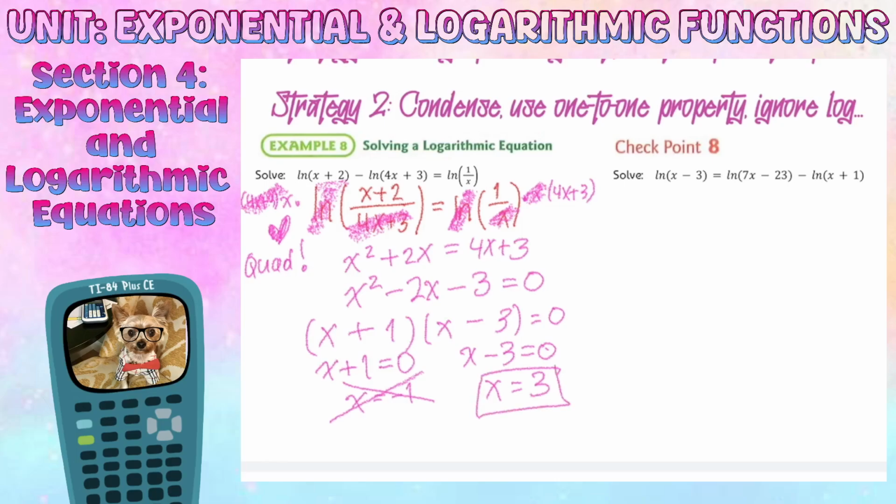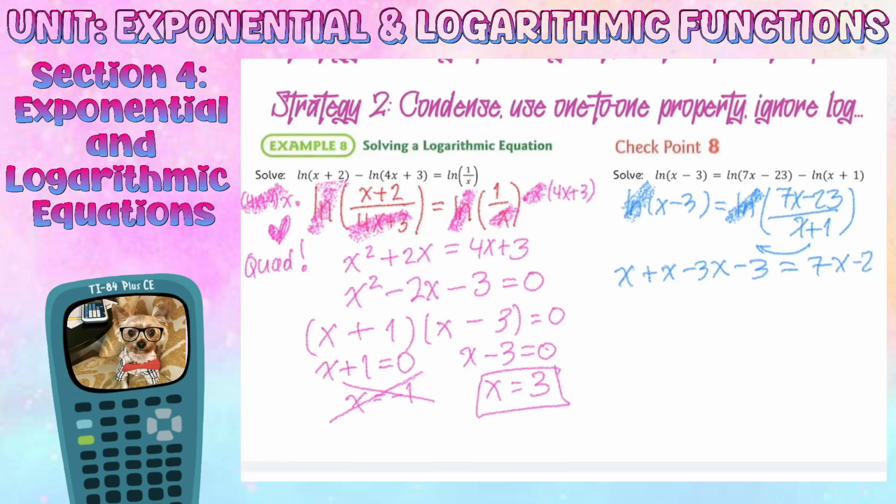Done. And let's do one more for good measure. Same idea, the left side, ln of x minus 3 equals ln of 7x minus 23 over x plus 1. We're going to ignore the ln, for all the reasons I already explained. I'm going to multiply x plus 1 to that side. That'll give me, I'm going to FOIL because I'm a smart student, first, outer, inner, last, x squared plus 5x minus 3x minus 3 equals 7x minus 23. Let's combine like terms and get it equal to 0 while we're at it.